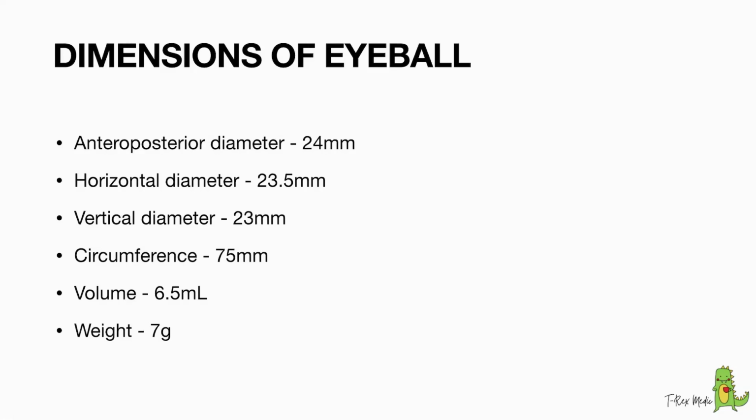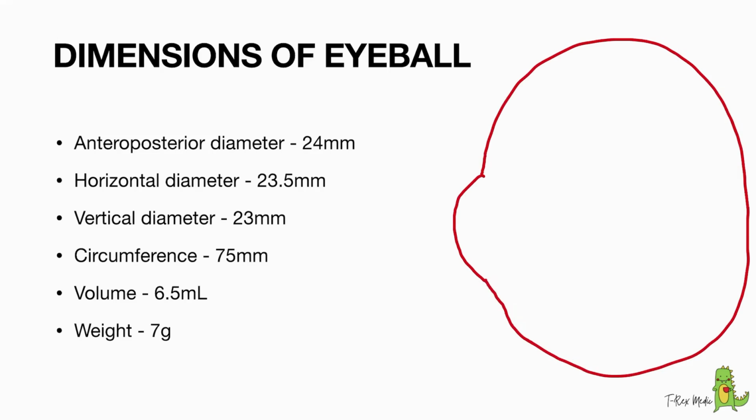So, coming to the dimensions of the eyeball, I'm just gonna draw a rough sketch to orient you to the various meridians and the axis of the eyeball. So, this would be the anterior pole, and this would be the posterior pole, and this would be the antero-posterior diameter, which is 24 millimeter.